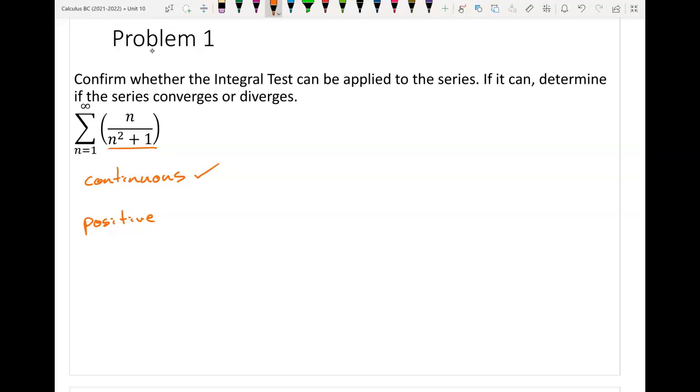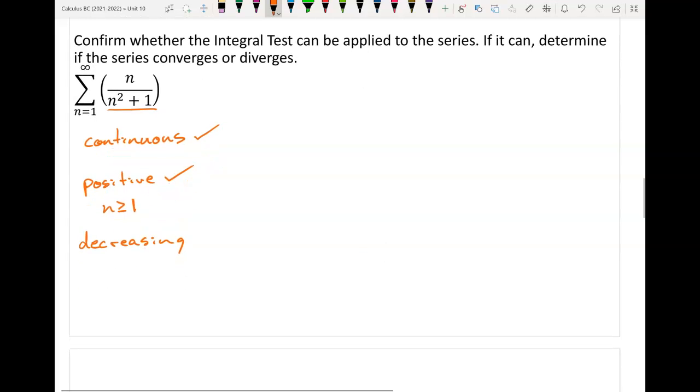So remember, we're looking for n greater than or equal to 1. For all values n greater than or equal to 1, is this going to be positive? Yes. All right, now we look at decreasing. How can we figure out if it is decreasing? The derivative.